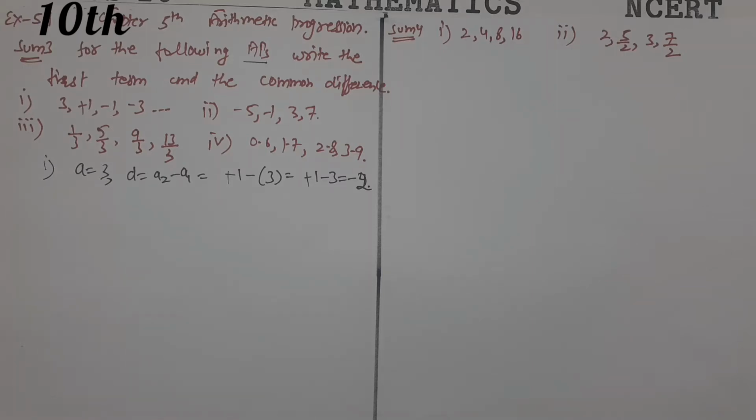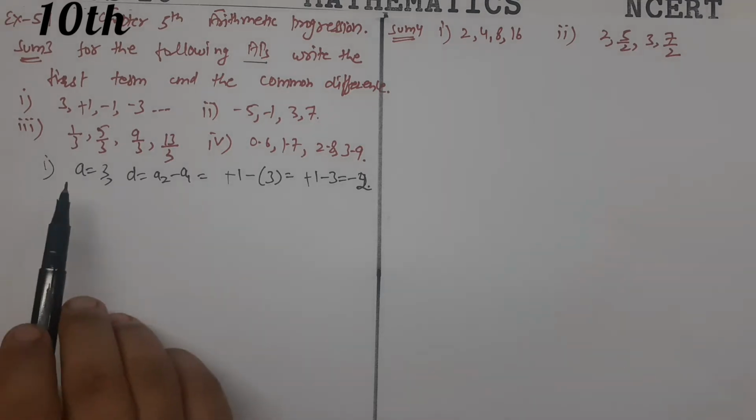Hello student, today we will continue exercise 5.1, chapter 5, arithmetic progression, sum number 3, which is on your screen. For the following APs, write the first term and the common difference. We know that in an arithmetic progression, each term can be obtained by adding a fixed number to the preceding term except the first term. The AP is 3, 1, -1, -3.